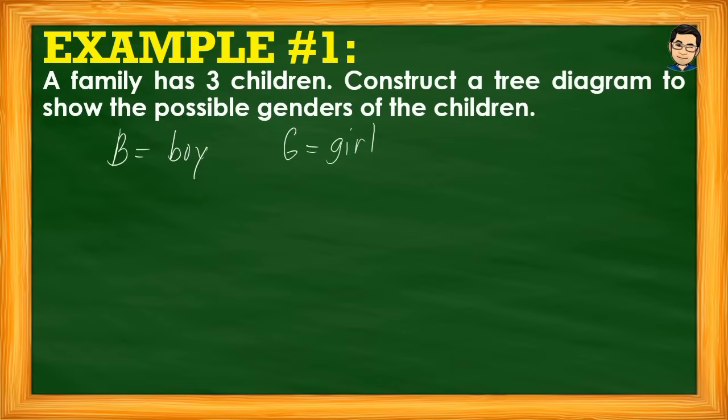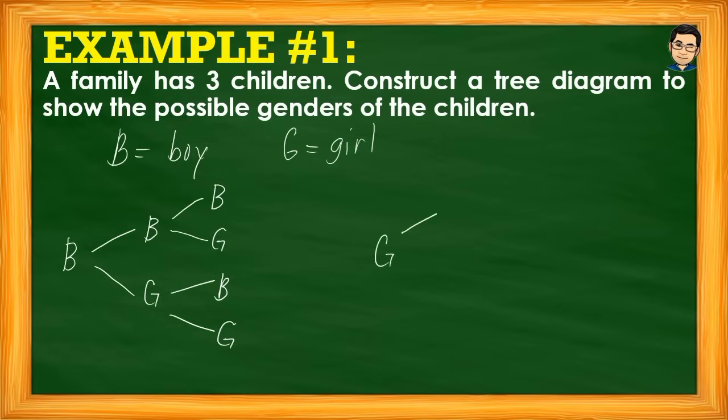So lista lang po natin B, and then kung B or boy ang una nilang anak, so sa pangalawa maaari pong B or G. So maaring boy pa rin or girl na. And then sa pangatlong anak, yung pinakabunso, ganun pa rin po. It's either B or G. And then what if ang panganay is girl? So G. And then pangalawa naman, maaring boy or girl. And then same pa rin sa pangatlo, maaring boy or girl.